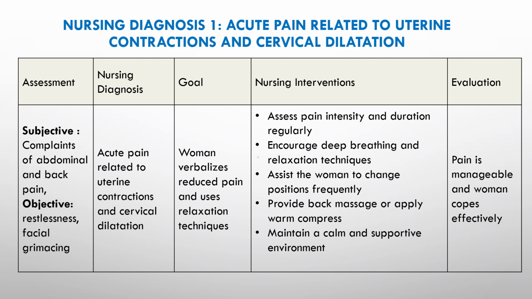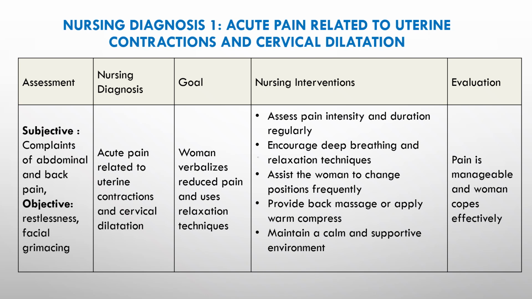Assessment includes subjective data, such as the woman's complaint of pain, and objective data, like restlessness and facial grimacing. Based on this, the nursing diagnosis is identified as acute pain related to uterine contractions and cervical dilatation. The main goal of care is to reduce the woman's pain and help her relax and cope with labor.